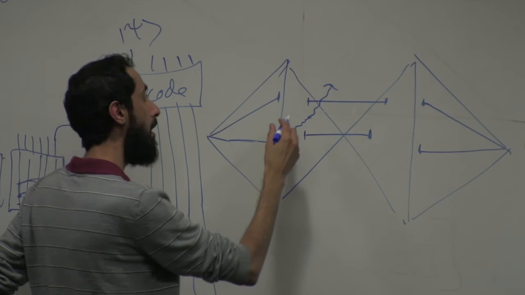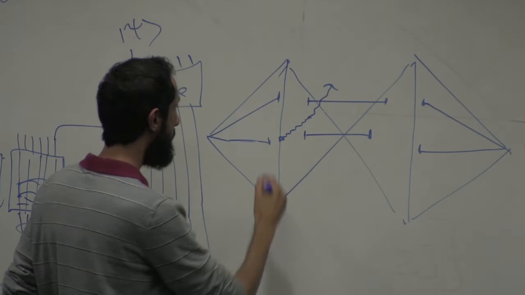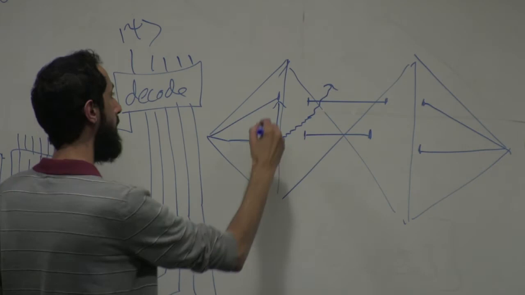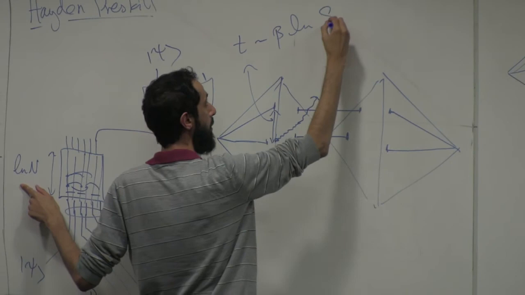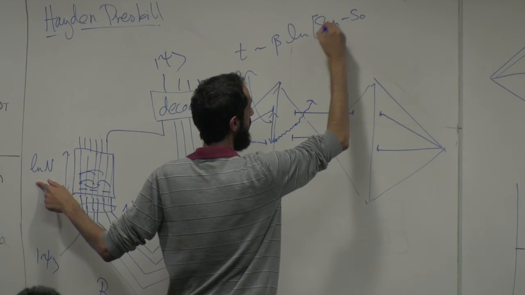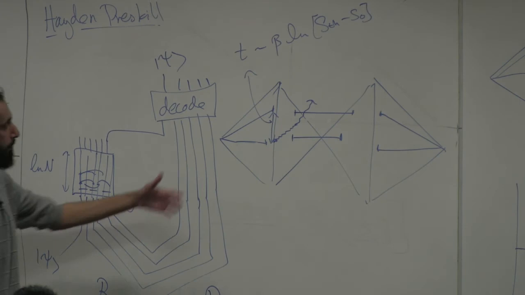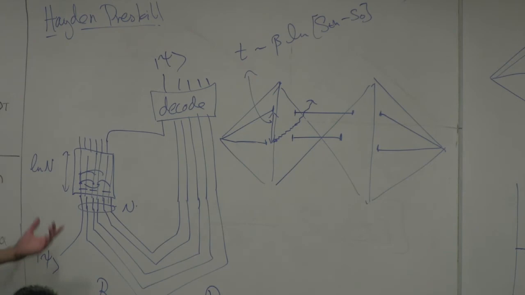The time you need to wait for this message to be contained in the island is precisely this time scale, which in the black hole context is beta times log of the entropy of the black hole. Well, for some reason, for these black holes, you have to subtract the ground state entropy. Okay? And so this picture and this formula reproduces this scrambling time notion, which was anticipated via these considerations.